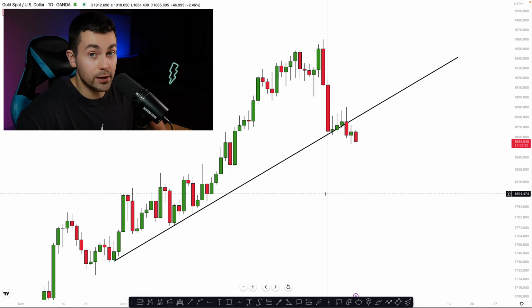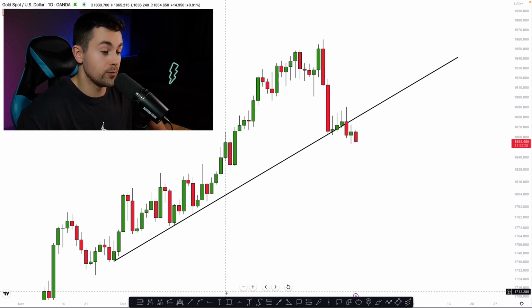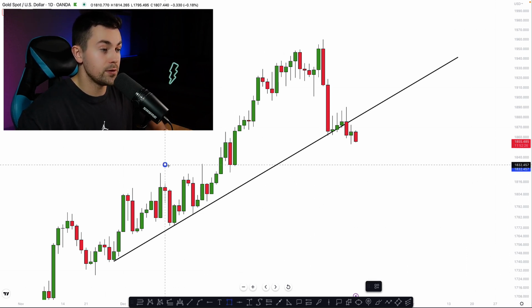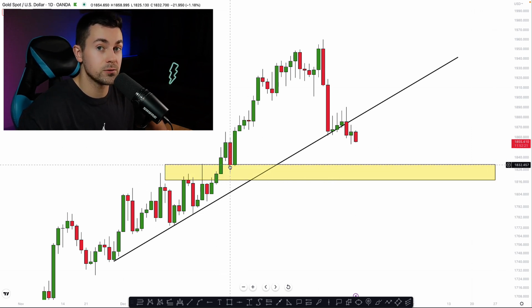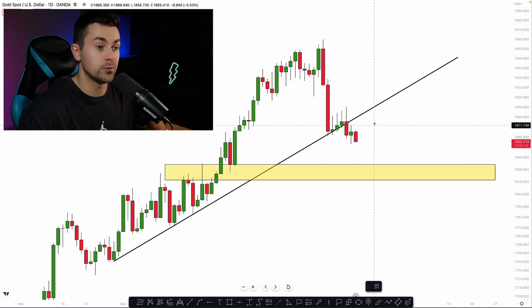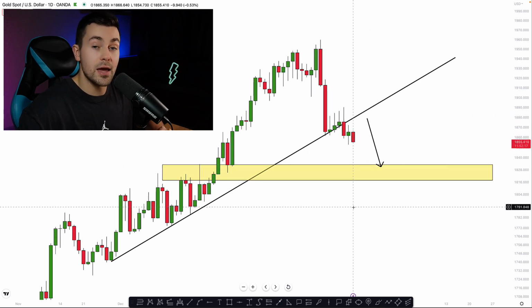Where will be the next goal for sellers now? Looking left at structure, we have a very important support cluster right here. So far it is the closest strong support cluster that we see, so probabilities will be high that that support cluster will be reached soon.